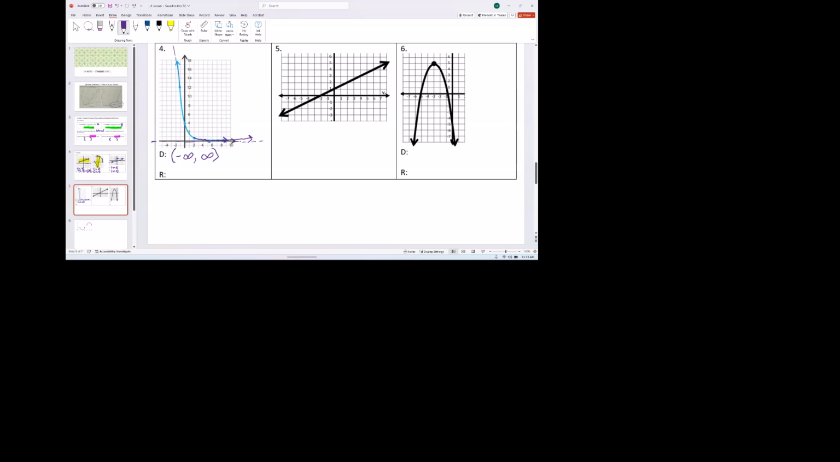So, if that's the case, my range is going to be, what's my lowest y value? 0. But is it ever going to touch 0? No. So we put a parenthesis on 0. And that says, hey, it's going to get really close to 0, but it's never going to equal 0. Right? Okay. And then will it go up forever?